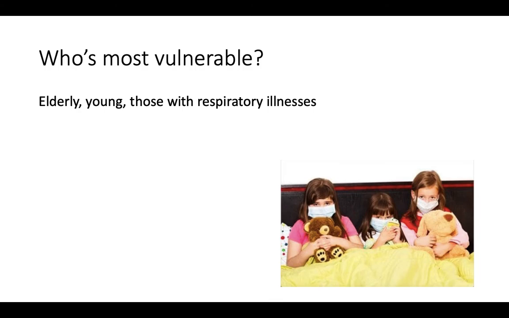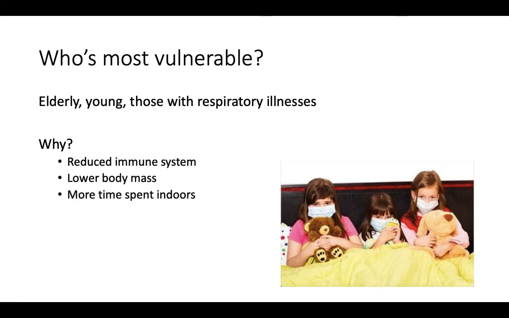Who is most vulnerable? We've talked about this before. The elderly, the young, and people with respiratory illnesses. Why? Well, in all 3 of those, they tend to have a reduced or weakened immune system. In kids, it's still developing. Kids get sick a lot. The same is true also for the pulmonary system. In young kids, it's underdeveloped, and in sick people and old people, it's weakened significantly for their lungs.